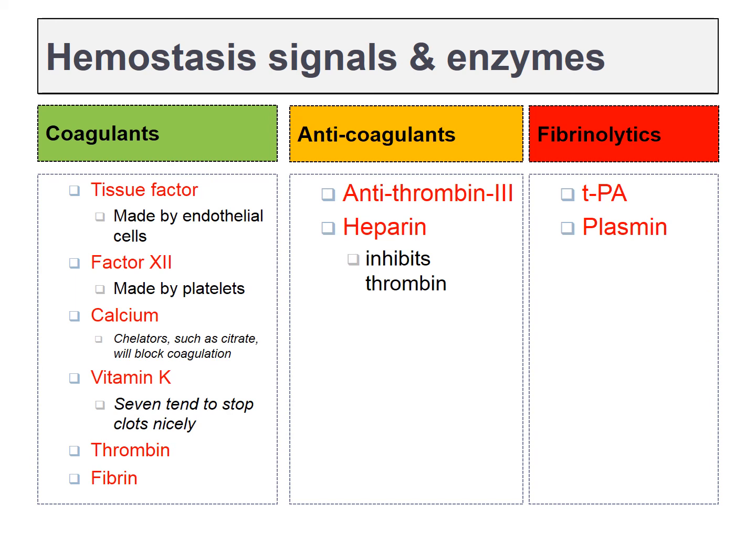Lastly, when the blood clot is no longer needed, a fibrinolytic can destroy the blood clot, and that includes the enzyme plasmin and a molecule that activates it called TPA.